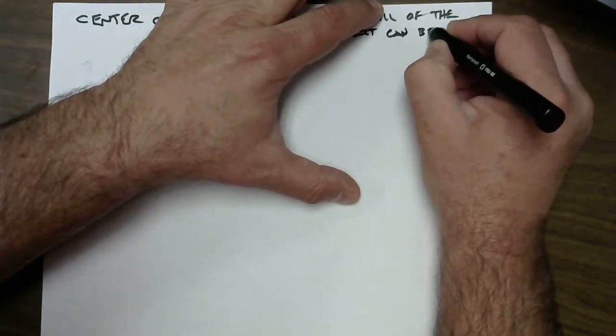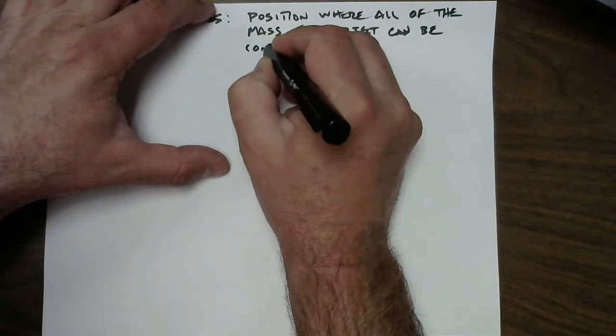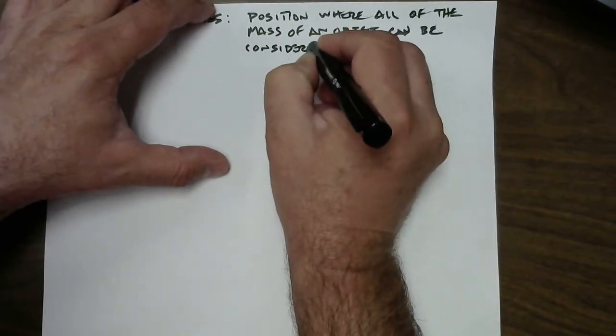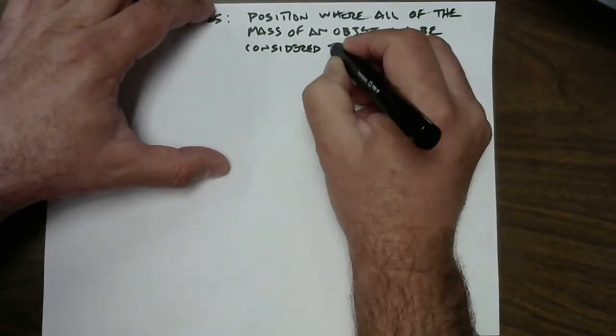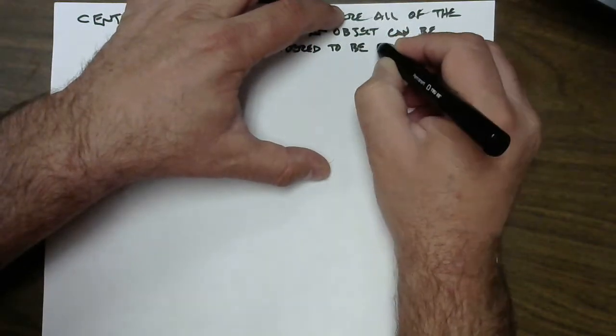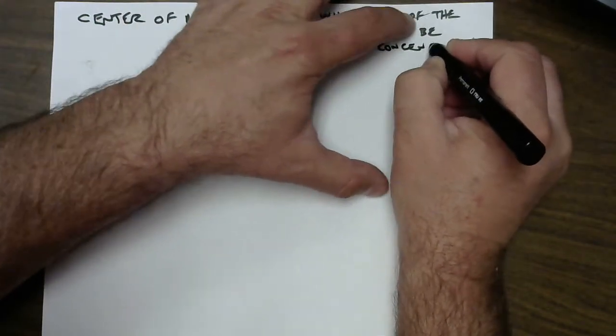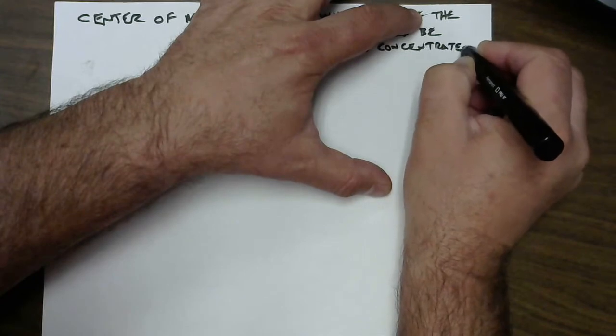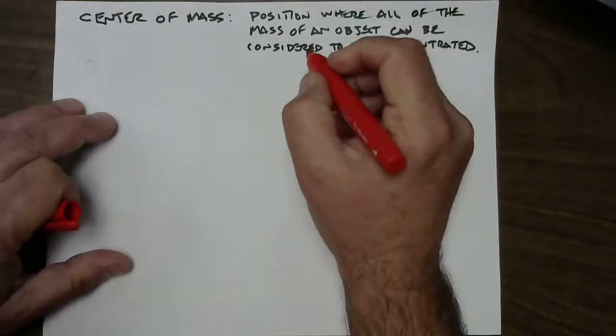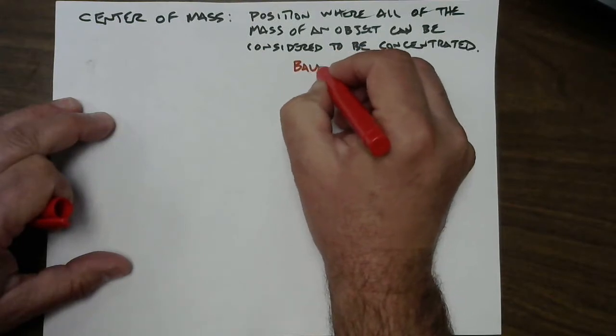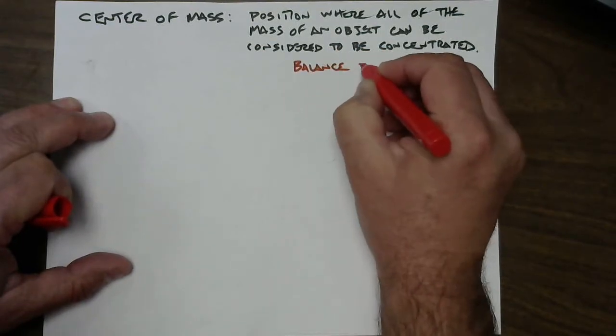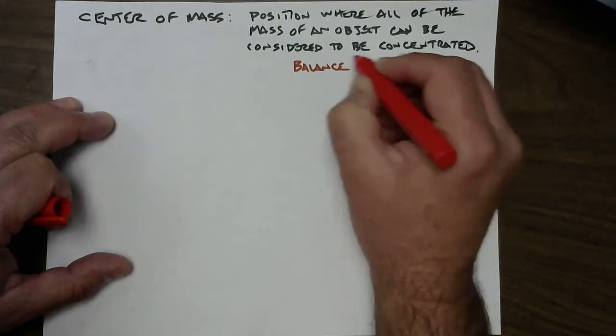Can be considered to be concentrated. The other way to talk about this is to say that it's the balance point of the object. Now, why is this important?